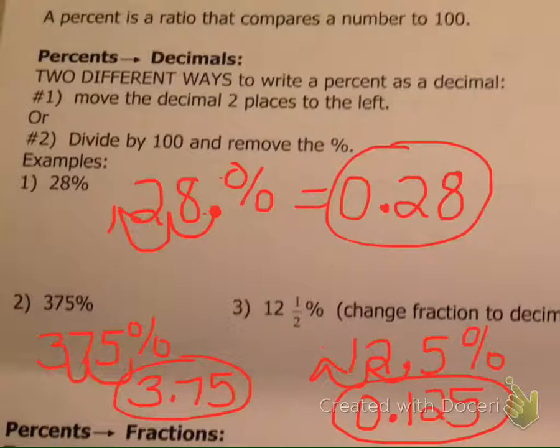A good way to remember, kids get confused on which way to move the decimal, left or right. Okay, well, your percent symbol is here on the right, so you're going to move it to the other side. And I remember 2 because you have these two little zeros here, okay? 2 little zeros, that's 2 places, and then you're going to just move it to the opposite side, away from where it is, to the left.